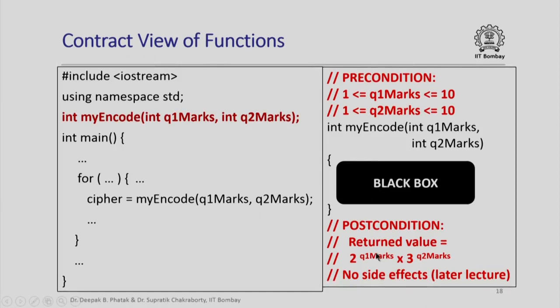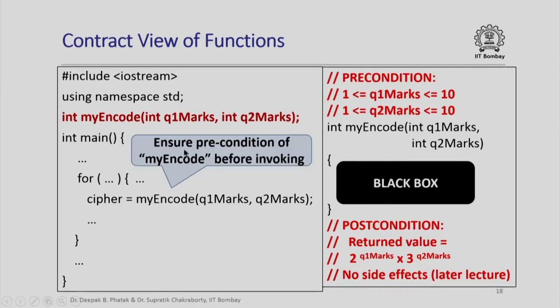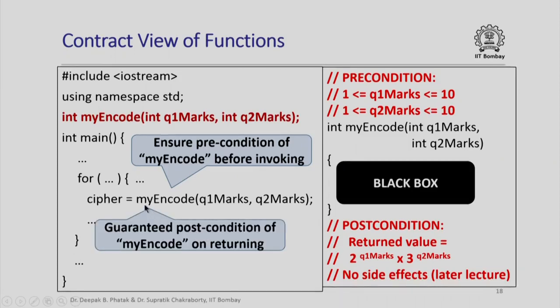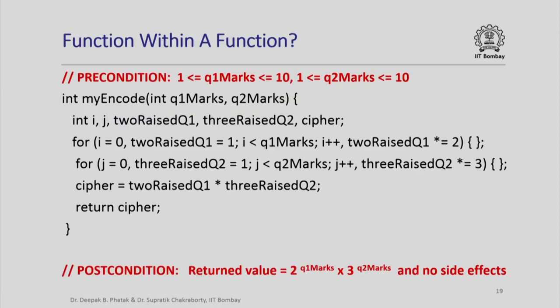So once I know the precondition and the postcondition of myencode, I really need not care how myencode actually computes the cipher. When I am calling myencode inside main, all I need to ensure is that the precondition of myencode is satisfied before I invoke myencode, because that is what myencode assumes about its inputs. And once I have satisfied the precondition, myencode is going to guarantee the postcondition. So after this function is invoked and this assignment happens, I am guaranteed that the postcondition of myencode is satisfied.